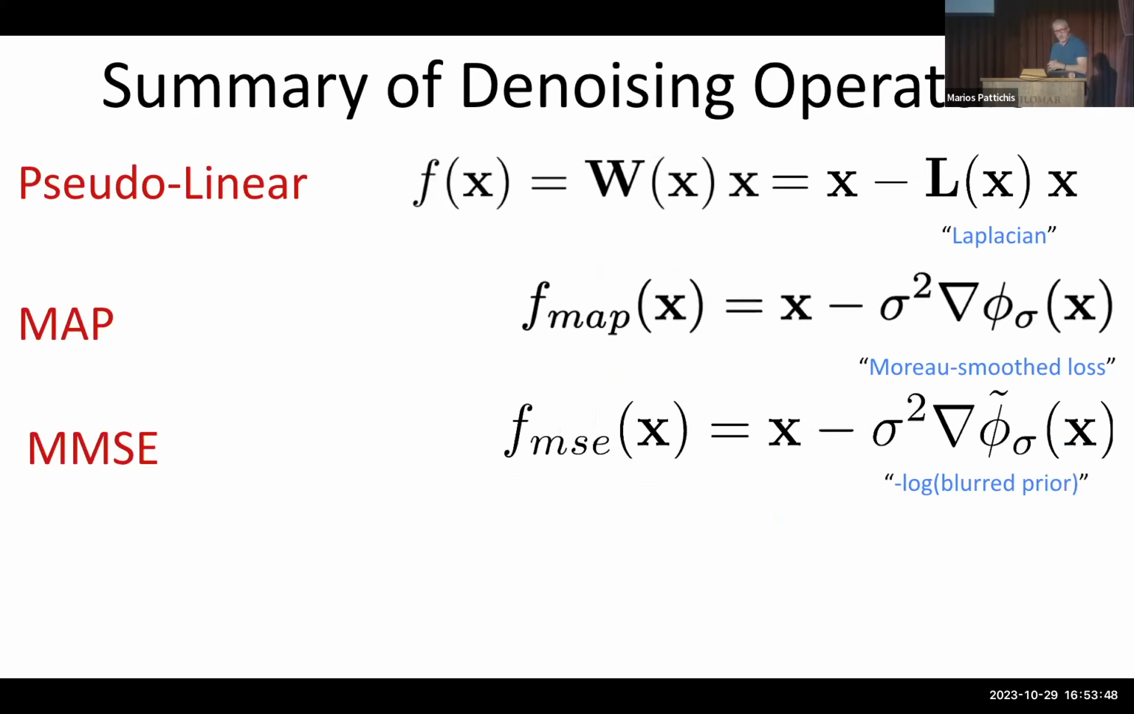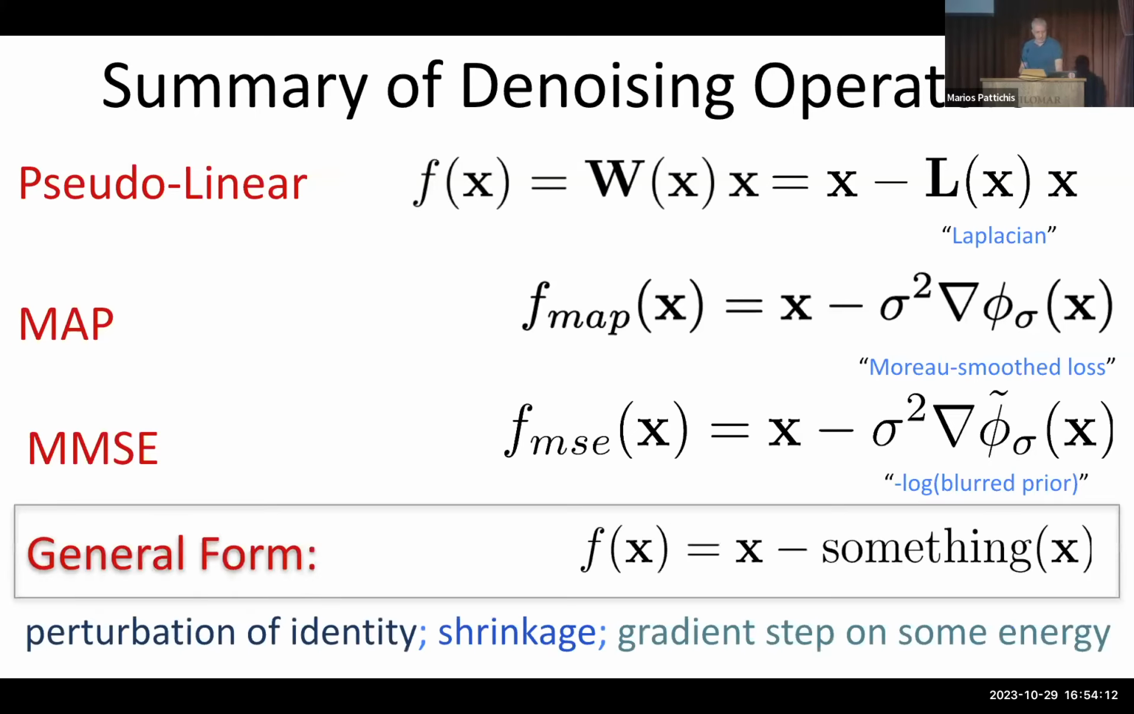Okay, so let me summarize what I've said so far. Pseudo-linear denoisers, you can write them as W of x times x, or you can think of them as x minus Laplacian applied to x. MAP estimates, x minus sigma squared gradient of phi sigma, which is a Moreau smooth loss. And the minimum mean squared error, basically the same form. The point I'm trying to get across is that all of these denoisers have a very particular form. It's like x minus something. And that something, if you think about it, is essentially a perturbation of identity.